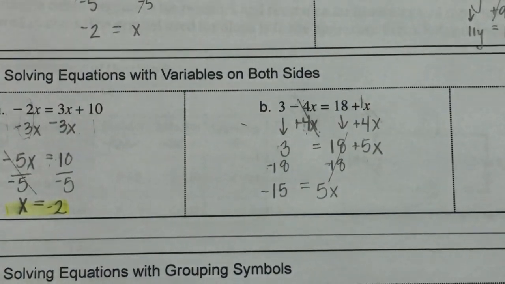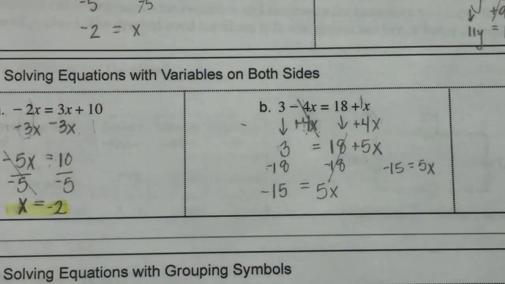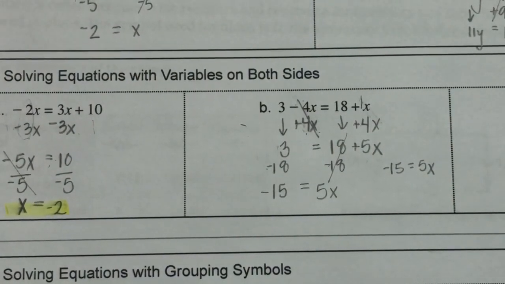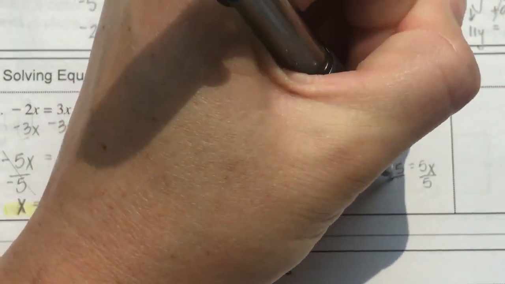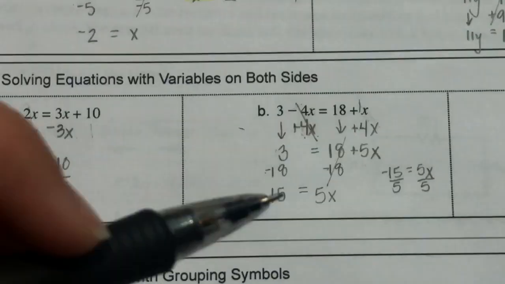So I have negative 15 equals 5x. I'm going to rewrite that right here a little bit. So negative 15 equals 5x. I'm multiplying x by 5. So in order to undo that, I'm going to divide 5x by 5.